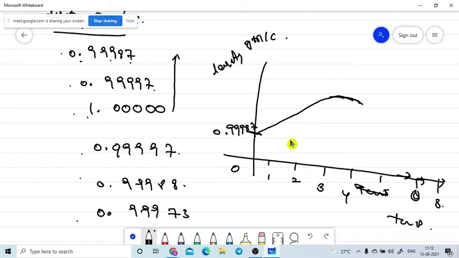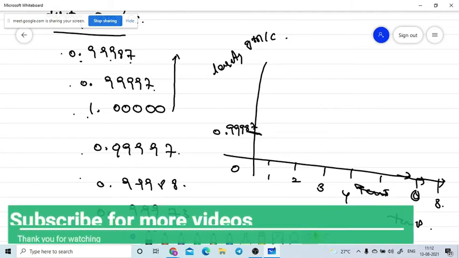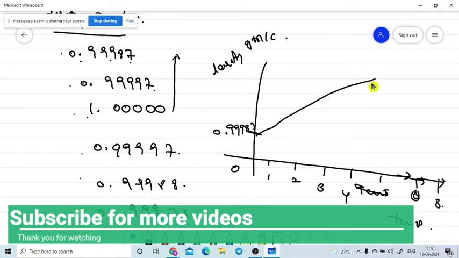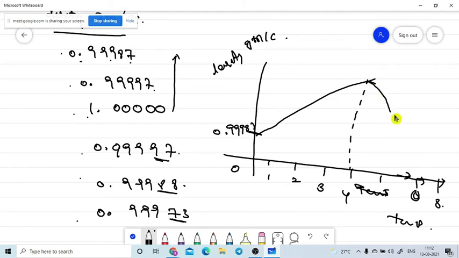So let me draw once again this diagram. From this, the value is increasing up to 4 degrees Celsius. After this value, will you please look on this one? 0.99973, like this. Again it is decreasing in density.